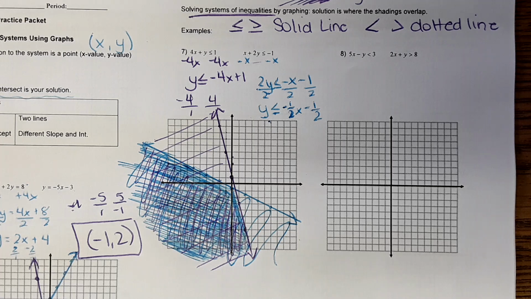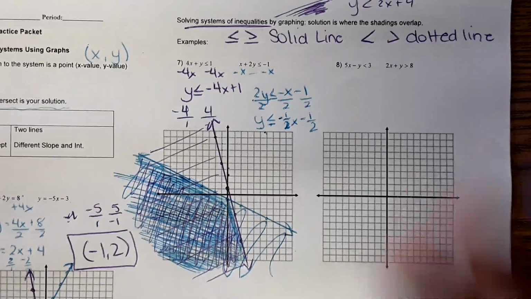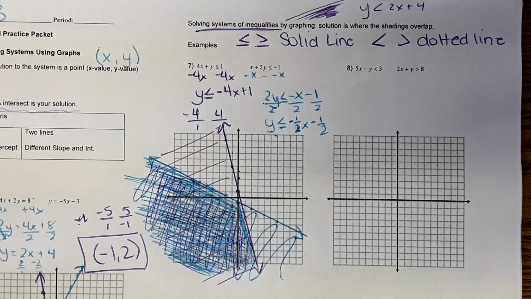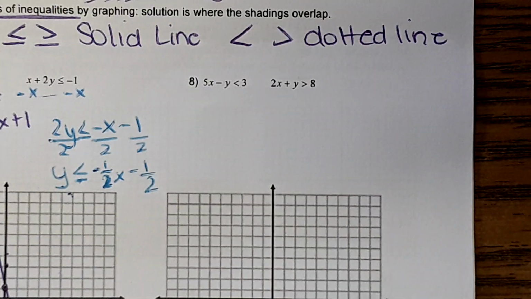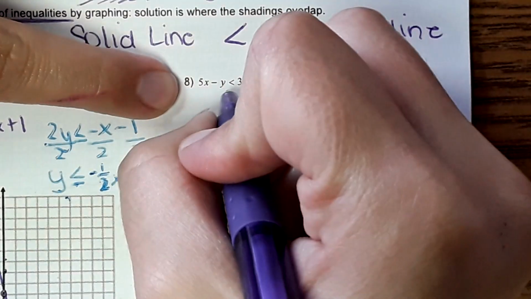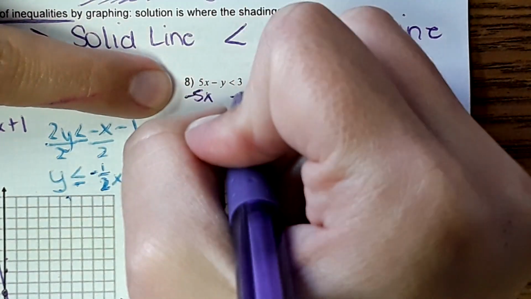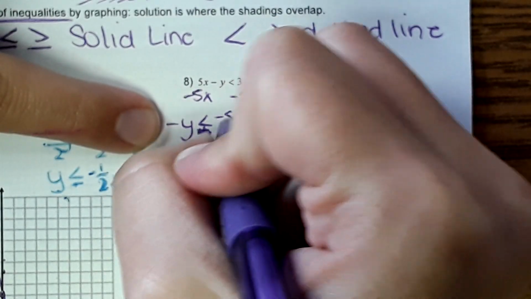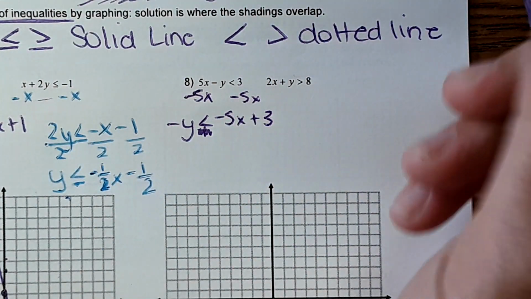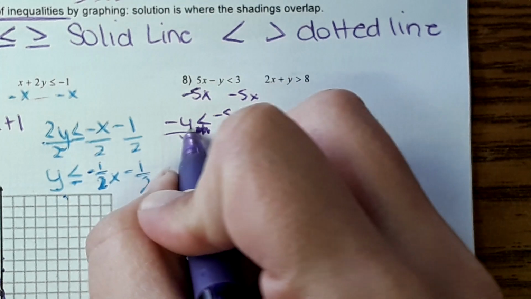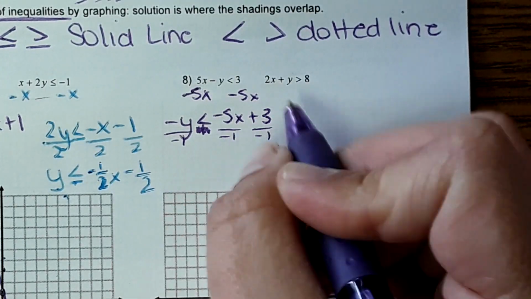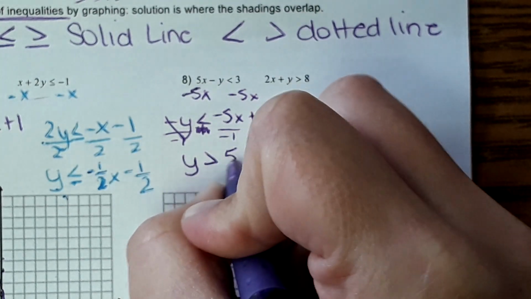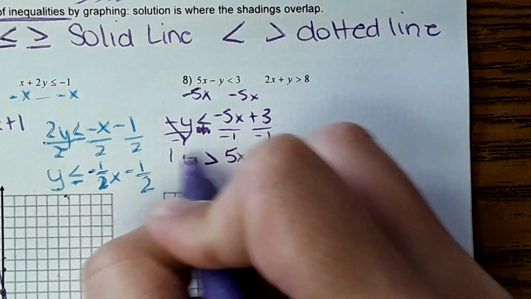Okay, and then number 8 is the same thing. For 8, we have to remember to use a dotted line, and also we divide by a negative, so we have to make sure to change the sign for one of them. So when I rearrange the equations, I have to keep that in mind. Rearranging this, subtract 5x from both sides. And then to get y by itself, I need to divide by -1, and when I divide by -1, I need to change the sign in the other direction, so we get y is greater than 5x minus 3. So I'm going to graph this one.